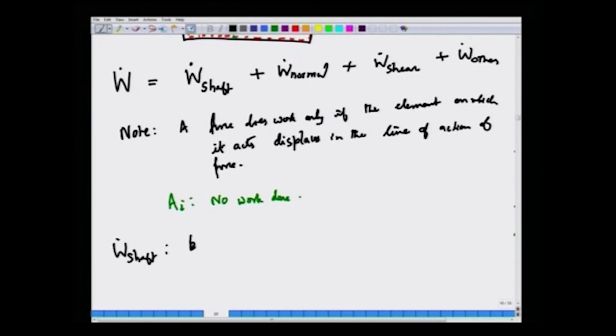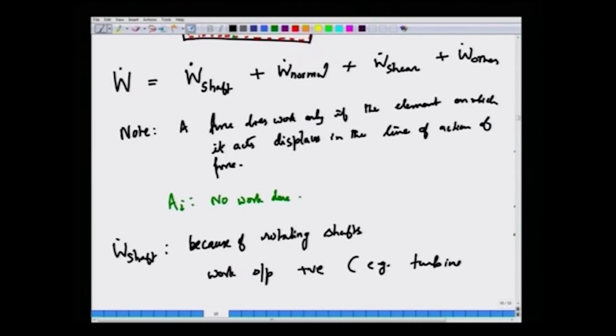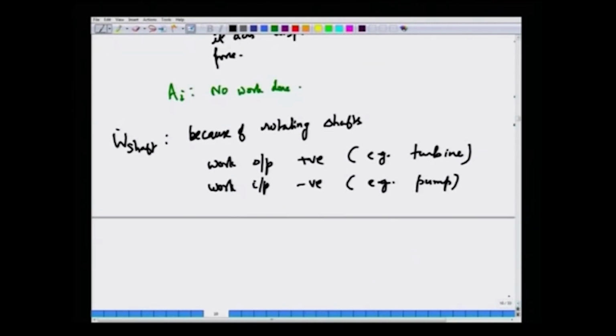Okay. This is because of the rotating shafts which may either deliver work to the system or which may take work away from the system. Okay. So, work output from the CV is considered positive. This is an example of a turbine which delivers work, okay, and work input to the CV is negative. It is an example of a pump where you have to expend external energy, okay, to increase the pressure head of a fluid. Okay. Now, the shaft work, and then you have work done by normal and shear stresses.